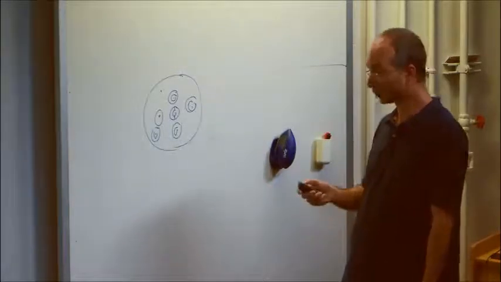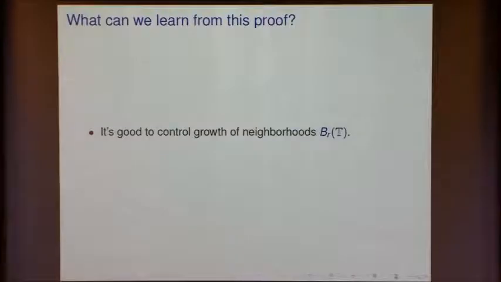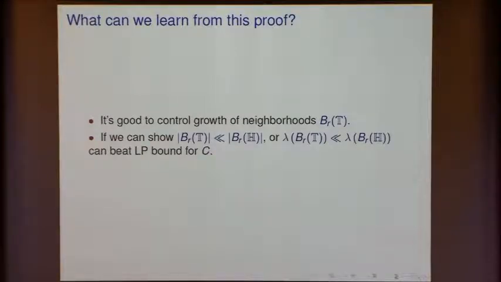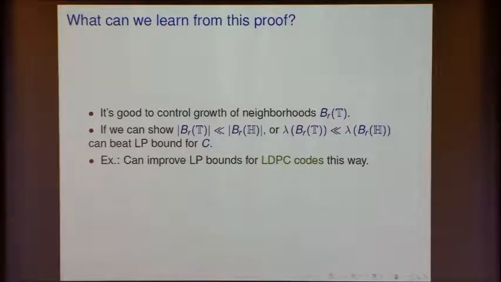Right. But now going back to this proof of Friedman and Tillich, what can we learn from this proof? It's good to be able to control growth of neighborhoods of balls in the tori. This is the big thing about this proof. If we can show that actually these equalities hold with inequality, either the metric balls in the torus grow slower, or the eigenvalues are smaller, we can beat the linear program bound. So this gives you a way to try and improve linear program bounds. We have thought about this for quite a while. We don't know how to do it in general, but we can do some simple things.